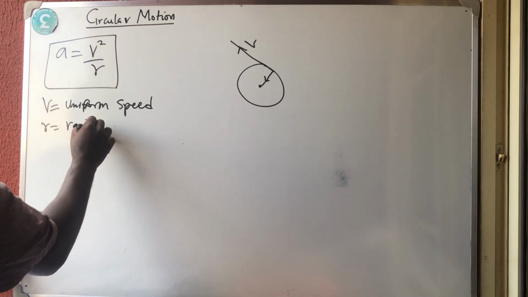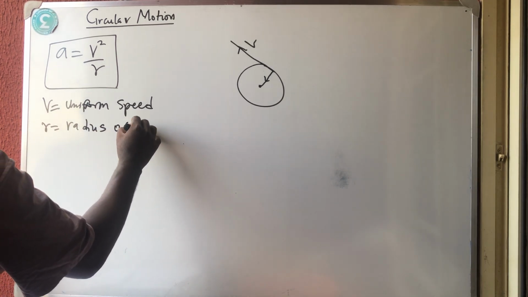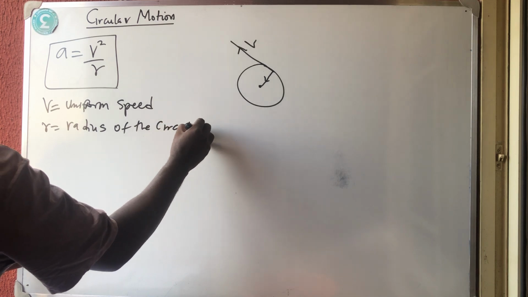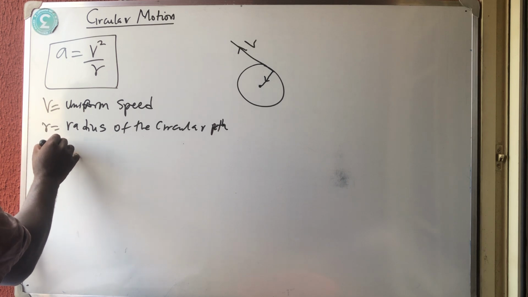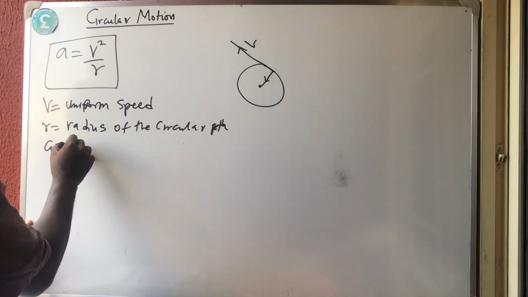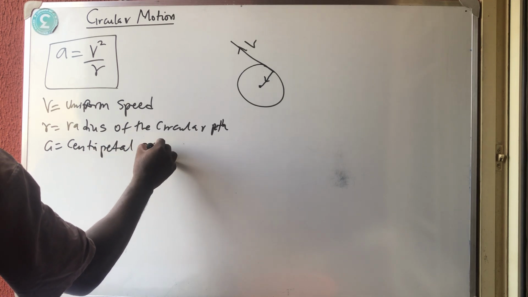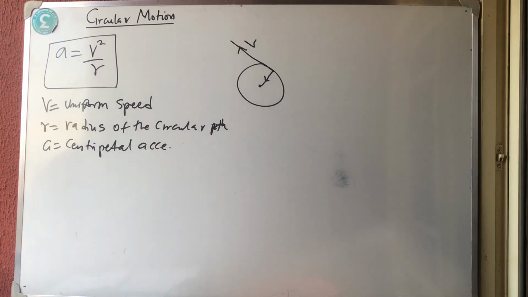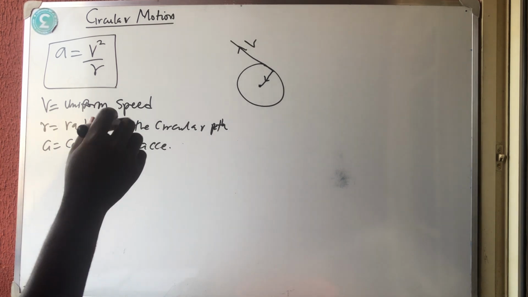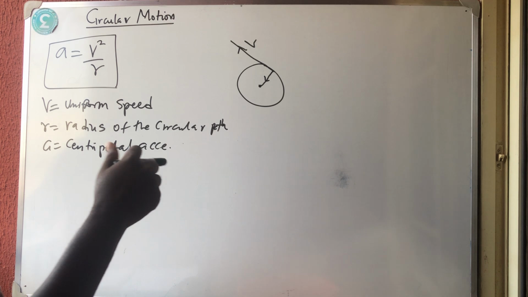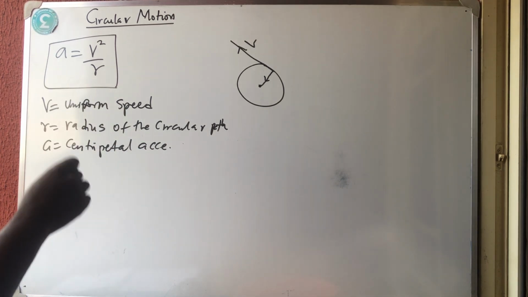and r is the radius of the circular path, and a is the centripetal acceleration. Now, don't forget that they can ask you: the acceleration of a body in a circular path acts in what direction? It acts towards the center, and it is called centripetal acceleration.